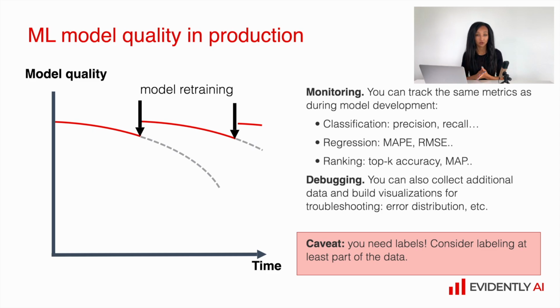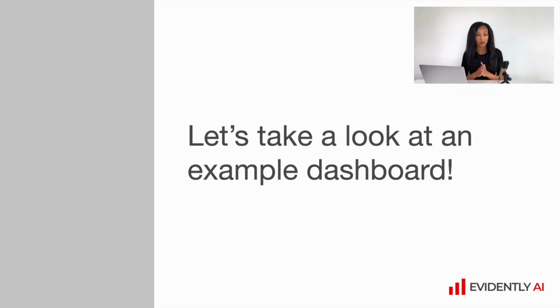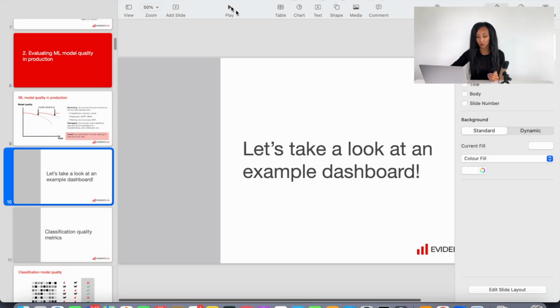One more thing I want to warn you about is labeling data, because, well, in order to calculate almost all classification, regression, and ranking quality metrics, we need to have not only model's output, but the right labels as well. So if you do not get those labels automatically, consider a manual process of data labeling, at least for a part of your data.